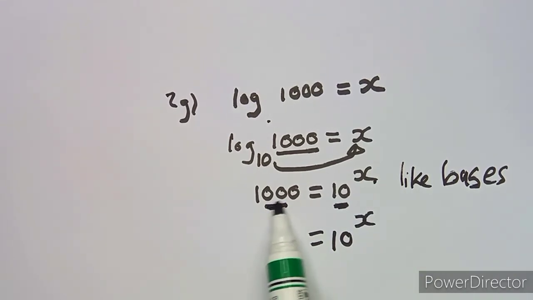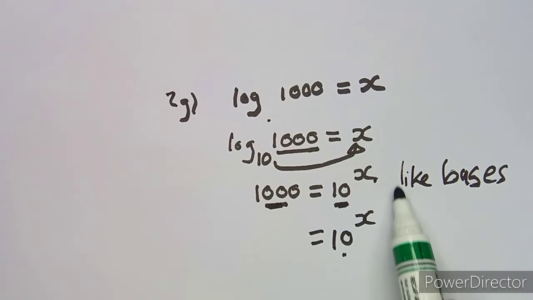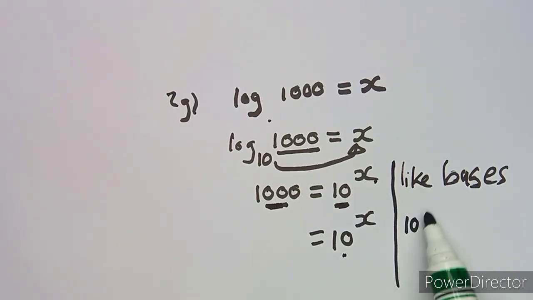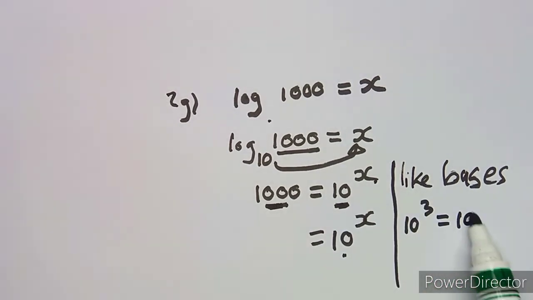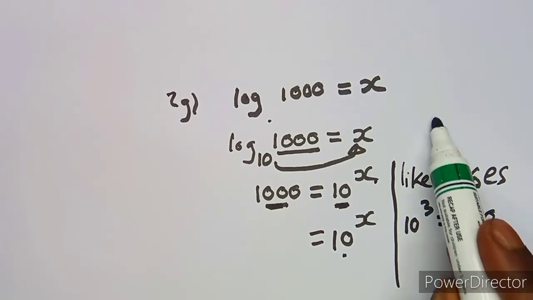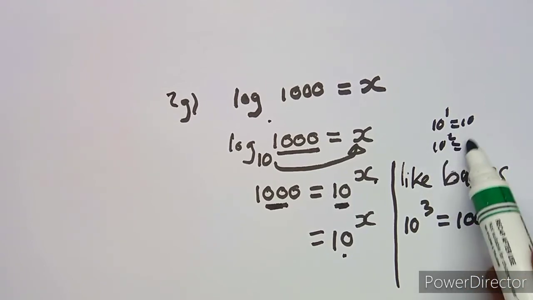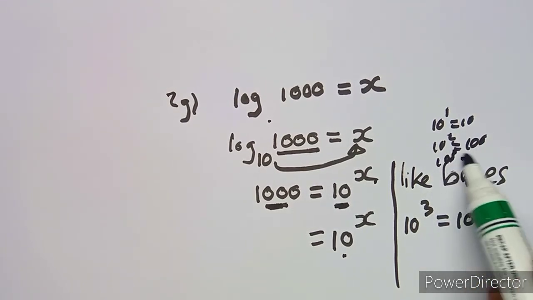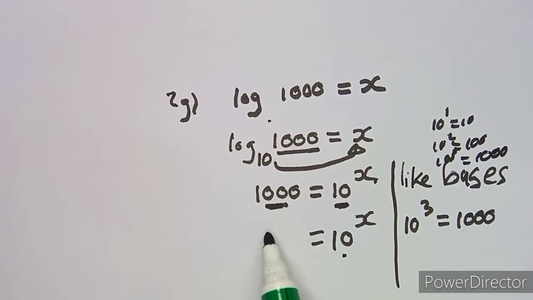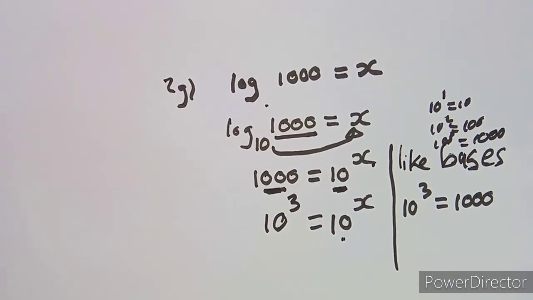But what about 1000? Can I write 1000 in the base of 10? Yes, it's possible, because we know that 10 to the exponent of 3 is 1000. So remember, I told you, you try 10 to the exponent of 1, you obtain a 10, 10 to the exponent of 2, you obtain a 100, 10 to the exponent of 3, you're going to obtain 1000. So it means this can be written as 10 to the exponent of 3. So if this can be written as 10 to the exponent of 3 like this, and the bases are the same, you are going to equate the exponents.